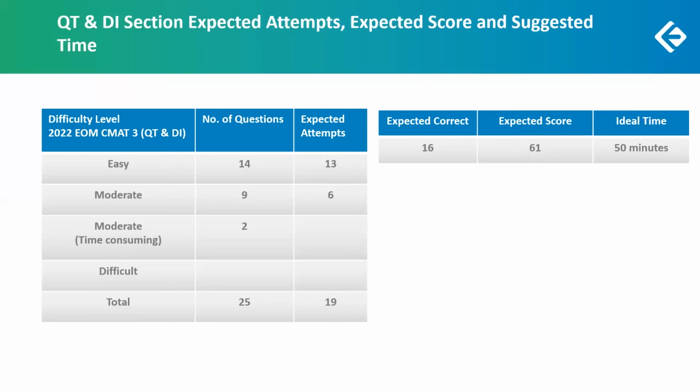More time could have been spent if this section was not to your strength. Less time could have been spent if this section was to your strength and you were very confident. But for the average student, 50 minutes should have been ideal. With this, we conclude the analysis for the quantitative techniques and data interpretation section of 2022 EOM CMAT 3.